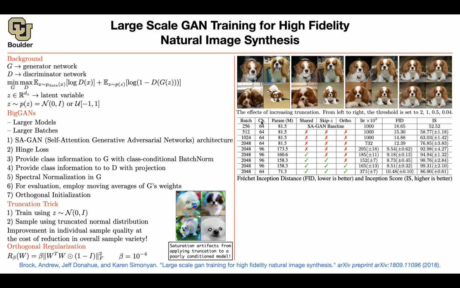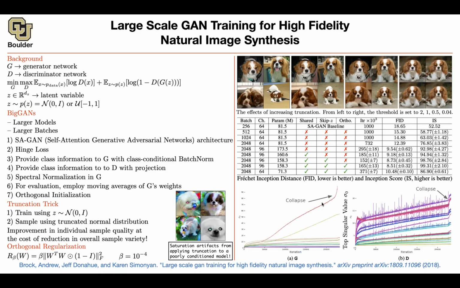And then these are different configurations, like what should be your batch size? What is the channel multiplier? How many parameters does your model have? Because remember, larger batches, larger models. At what iteration are you going to stop? And this is the score.